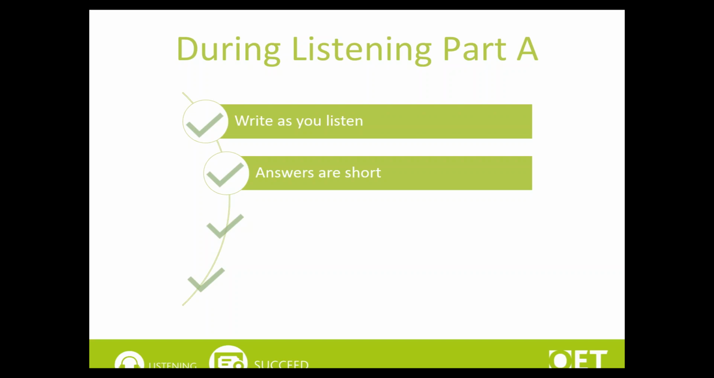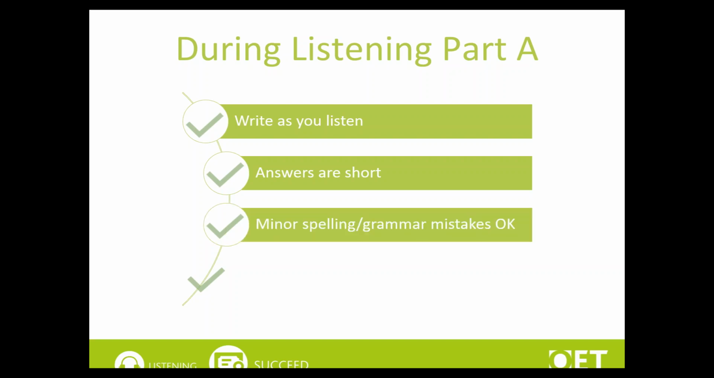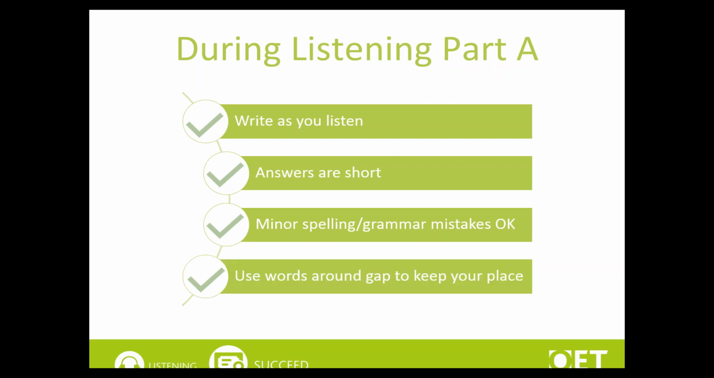The answers you need to write down are short, around 1 to 3 words, and the length of the gap is long enough to include this. Don't try to write too much. Minor spelling and grammar mistakes are acceptable. Provided the assessors can understand your meaning, these mistakes won't be penalised. Use the words around the gaps to help you keep up with the recording and to give you clues about the information you are listening for.